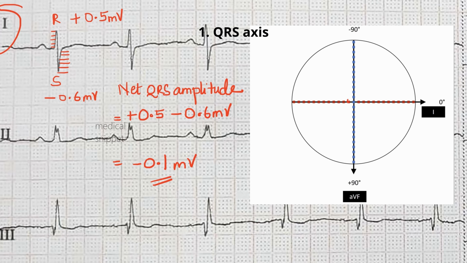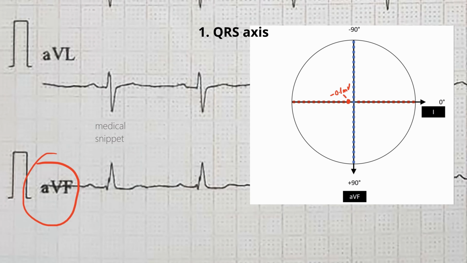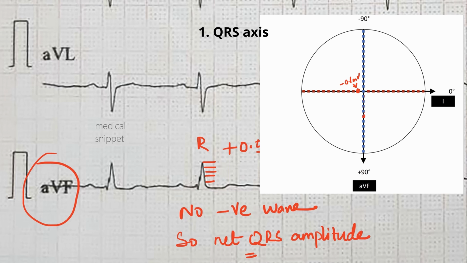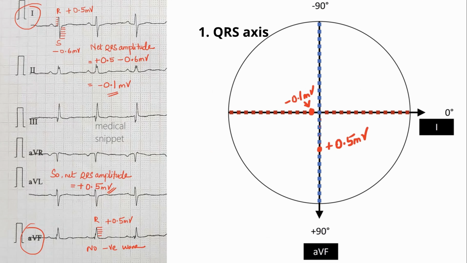Let's plot it in the hexaxial reference diagram. In lead AVF, the R wave amplitude is positive 0.5 millivolt and there is no S wave. So the net amplitude of QRS complex in lead AVF is plus 0.5 millivolt. Let's plot in the diagram. Draw two perpendicular lines from these points. The line where they meet is the QRS axis. Here it is more than 90 degrees, so there is right axis deviation.